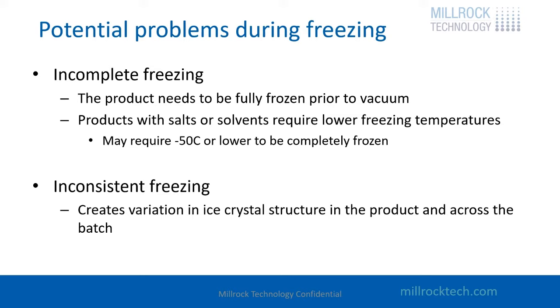Inconsistent freezing is another problem. Inconsistent freezing can create variations in ice crystal structure in the product and across the batch, which results in variation to the process. So when I say inconsistent freezing, what does that mean? That means that sometimes it's frozen at 1 degree C per minute, sometimes it's frozen at 5 degrees C per minute, sometimes it's frozen to minus 15 instead of minus 30. That's going to lead to process variation.